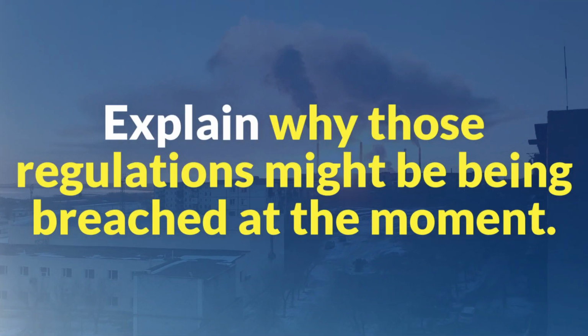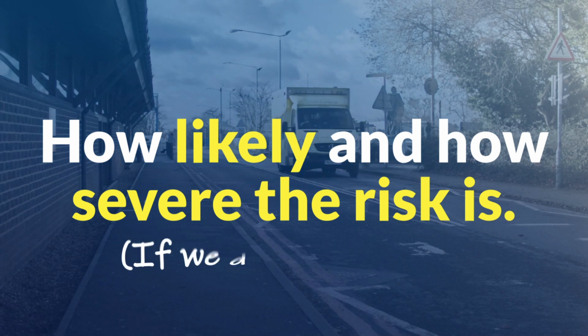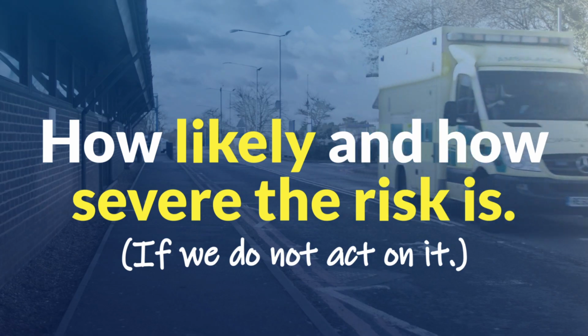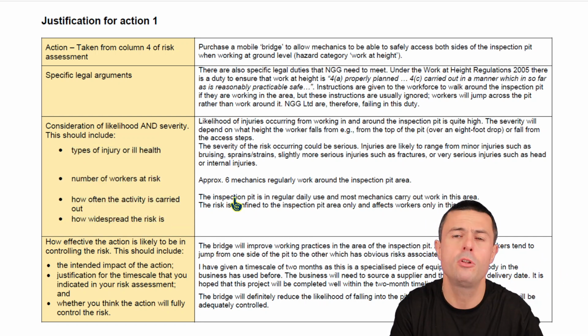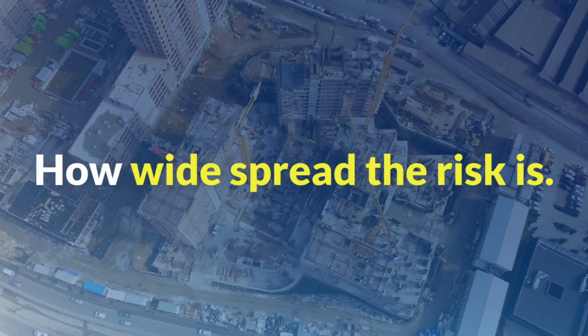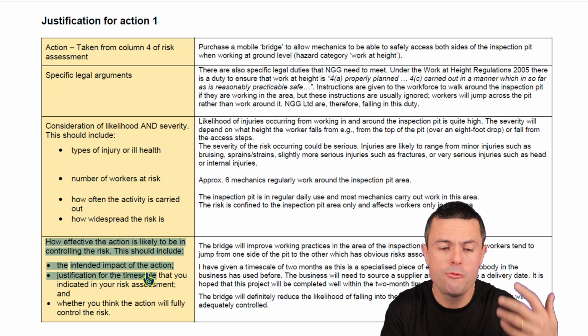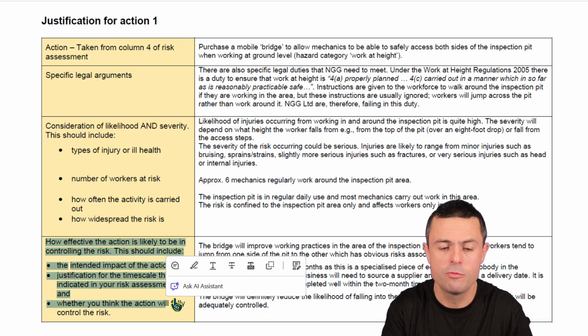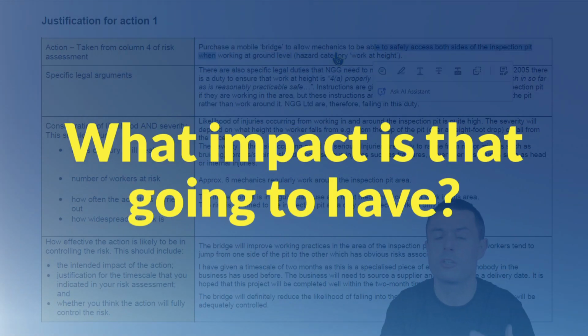Then we go on to talk about how likely and how severe the risk is if we do not act on this. So we talk about how likely it is, how bad it could be if it went wrong. In the course of that discussion, we talk about the types of injury, talk about how many people there are, how often we do the task, and how widespread the risk is. Is it in the whole organization or just one small part of the organization? And finally, you would mention how effective the action is going to be. So the action you've put at the top up here, like what impact do you think that's going to have? Is that going to eliminate the risk, just control the risk? What will it do in practice?